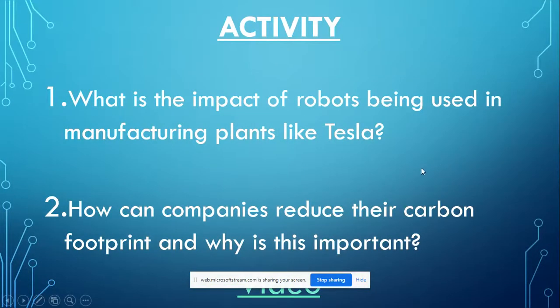Okay, so back to the questions. What is the impact of robots being used in manufacturing plants like Tesla? Then how can companies reduce their carbon footprint, and why is this important? Off you go.